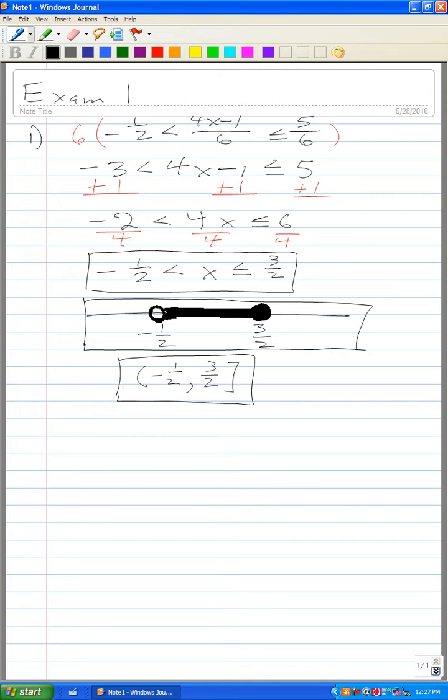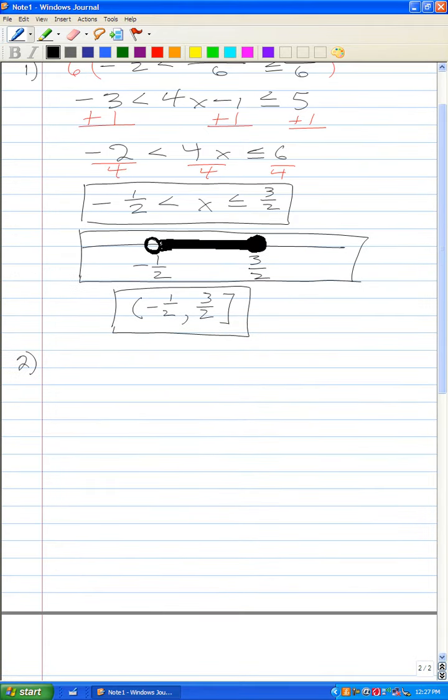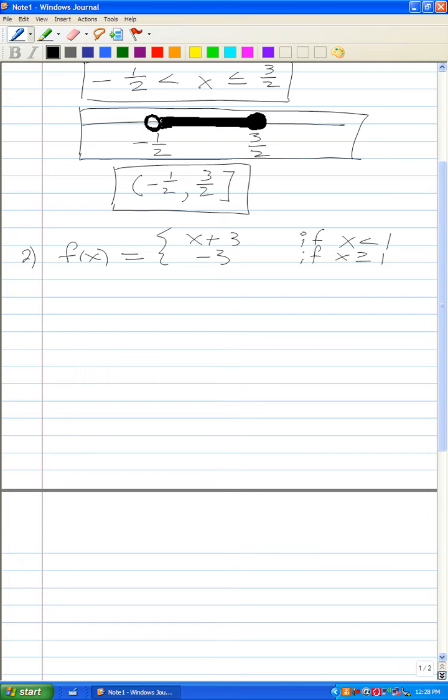Let me do problem number 2. I want to graph the following. f of x equals x plus 3 if x is less than 1, negative 3 if x is greater than or equal to 1. Okay, so let's graph this. So first off, let's graph y equal x plus 3.